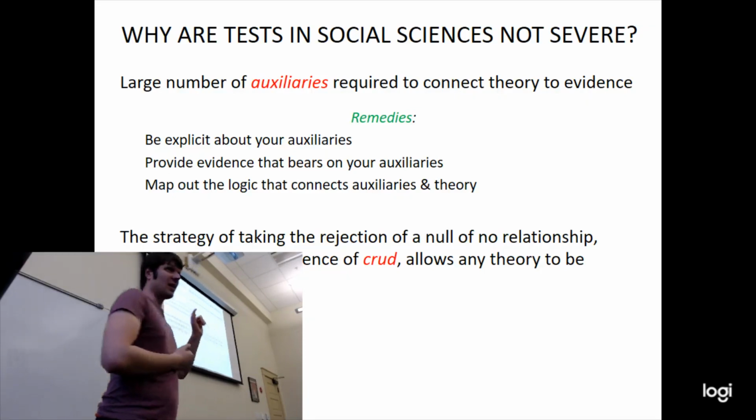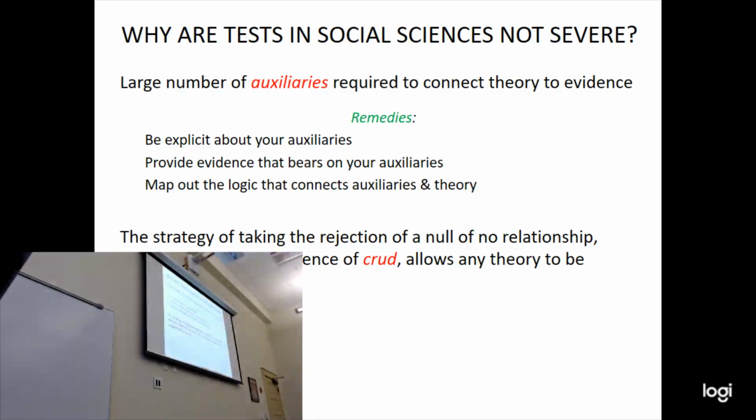Another reason that the null of no relationship might be a problem has to do with this idea of CRUD. That most relationships dealing with people are going to be non-zero just because people are complicated.